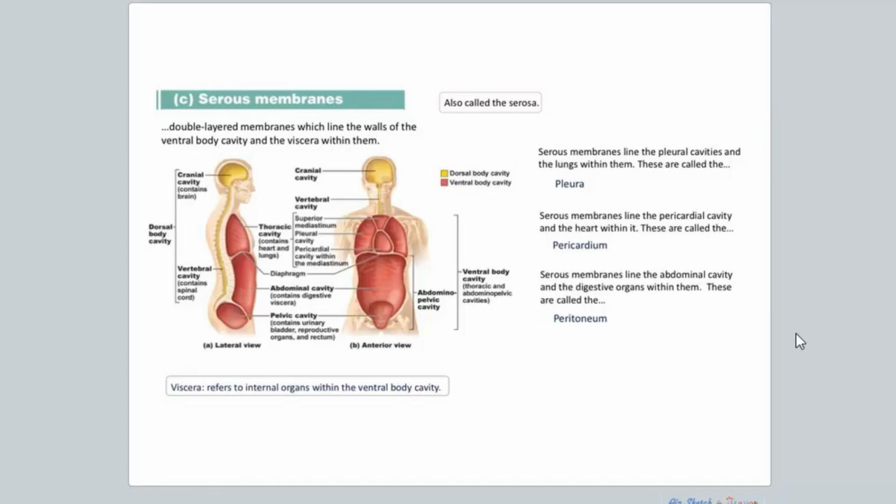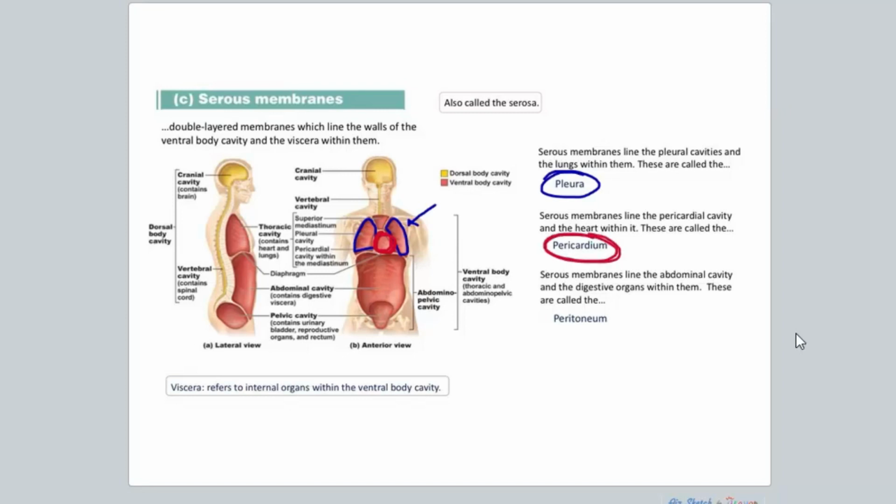One of those serous membranes is going to be lining the pleural cavities. So not only lining the pleural cavities, but the organs that we find within them, which are the lungs. We're going to call these membranes the pleura. Another place that we're going to find serous membranes is lining the pericardial cavity, and not only lining the pericardial cavity, but lining the heart within it. That's called the pericardium.